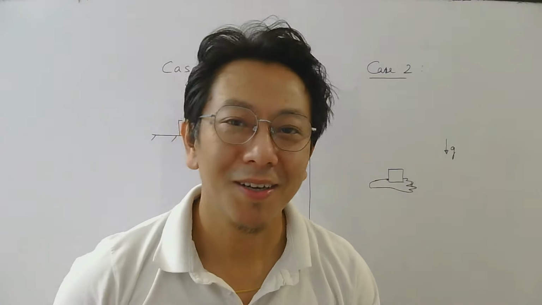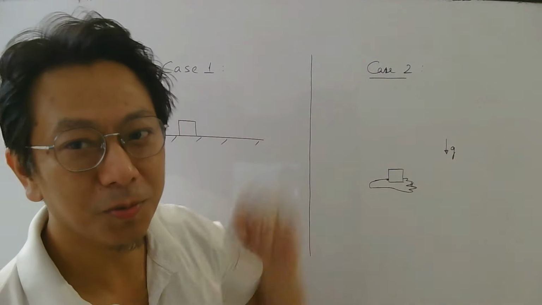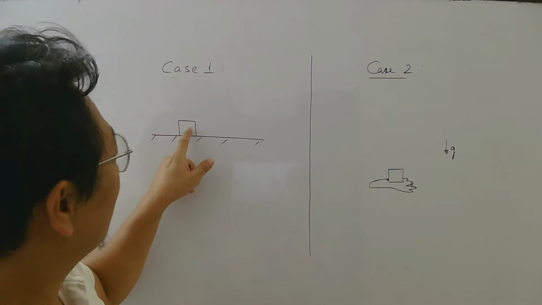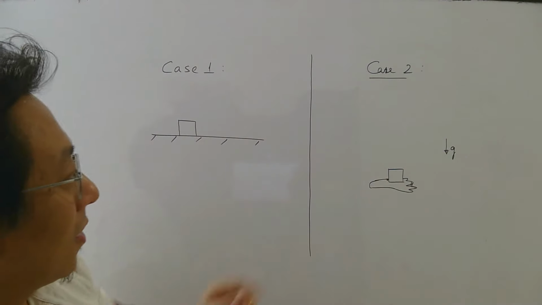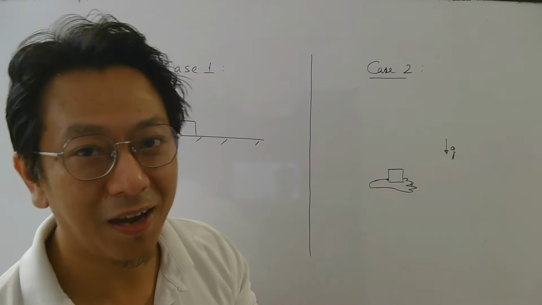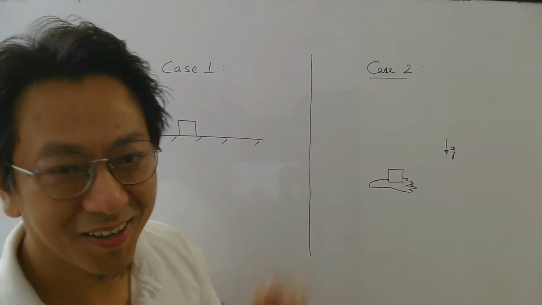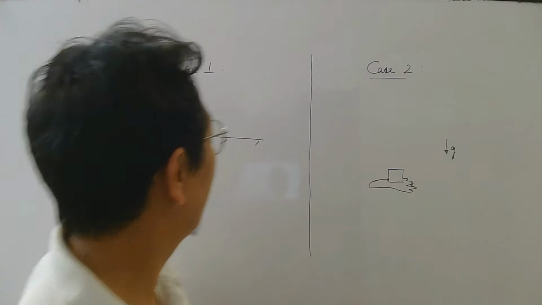Hi everyone, consider these two cases, case 1 and case 2. In the first case, I have a block resting on a horizontal floor, and in the second case, I have a block resting on my hand. This is my hand, okay? Here gravity is acting downwards.